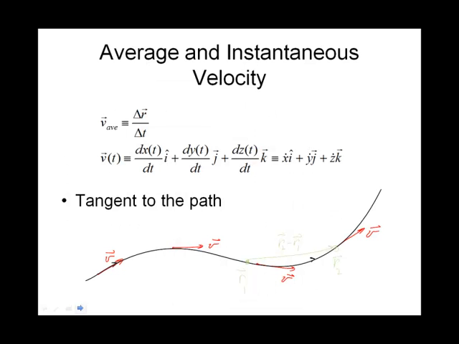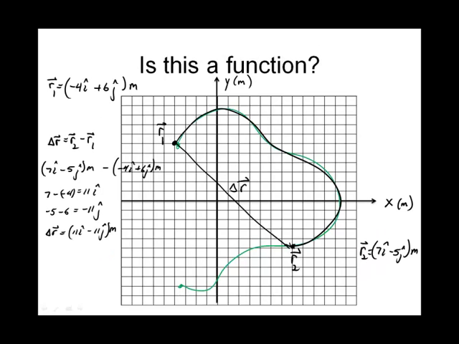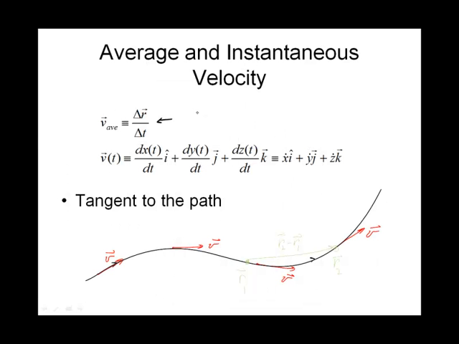So when I go to look at average and instantaneous velocity, remember average velocity is the change in position over the change in time. And so if the time it took to travel from r1 to r2 was 4 seconds, then my average velocity by definition would be 11i minus 11j meters divided by 4 seconds, which is 2.75i minus 2.75j meters per second. That's the average velocity of that path.